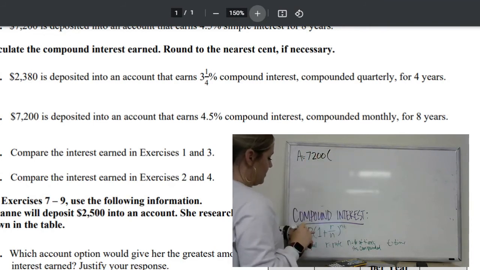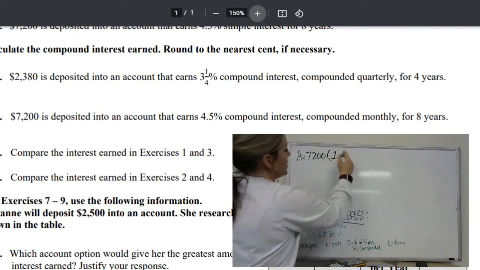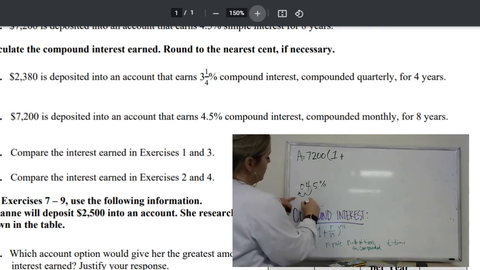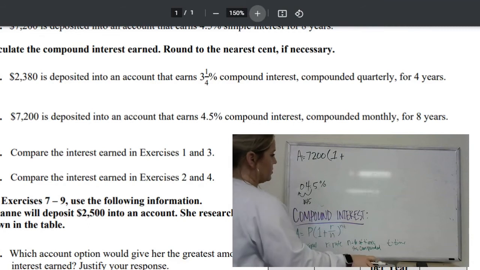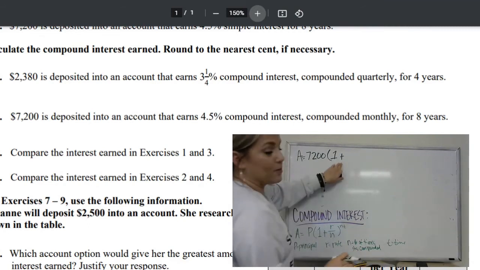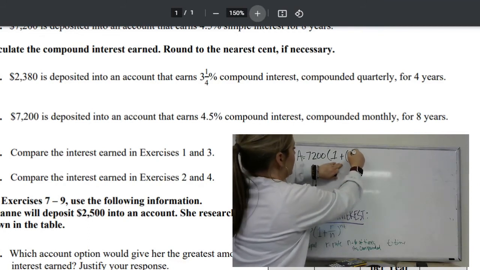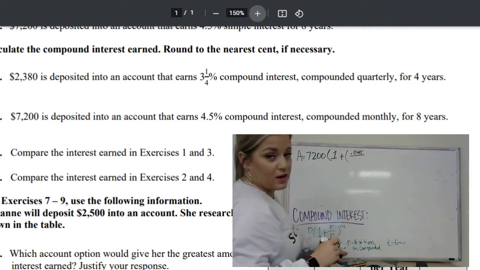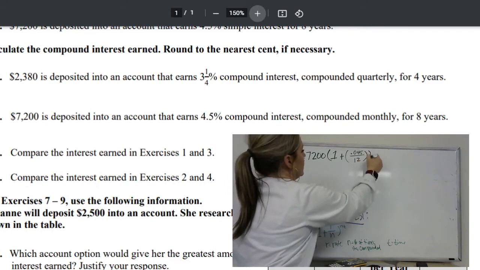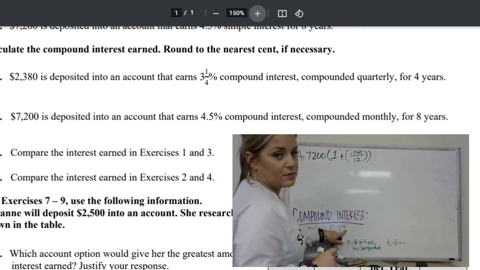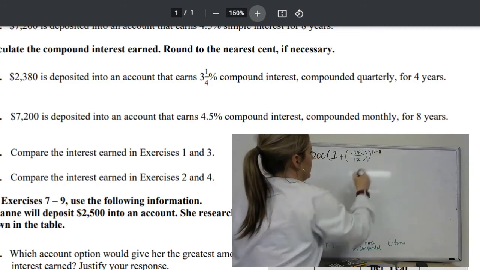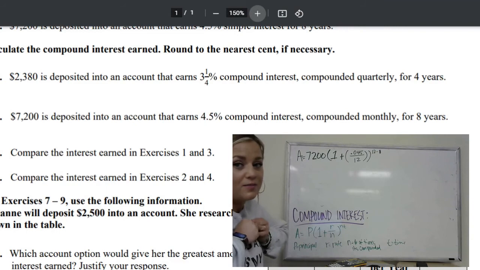Okay, $7,200, open parentheses, the number 1 plus the rate, which says 4.5% interest, but I'm going to bring my decimal over 2 places, and it's going to make it 0.045. Okay, so right here, I'm going to do it like I type in the calculator, another parentheses, and it's going to be 0.045 over the n, the number of times it's compounded. It's compounded 12 times. Close parentheses, and then it's n times t. It's compounded 12 times for 8 years. Times 8, okay? Now, this is exactly how I'm going to type it into my calculator.